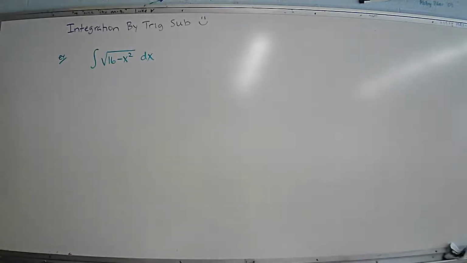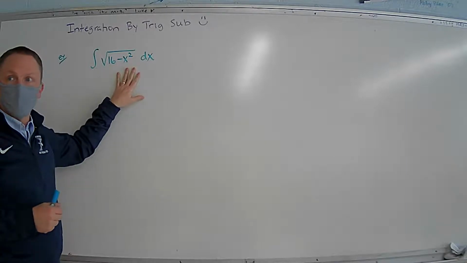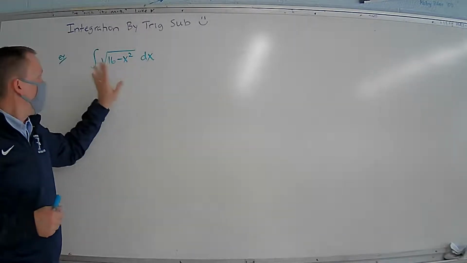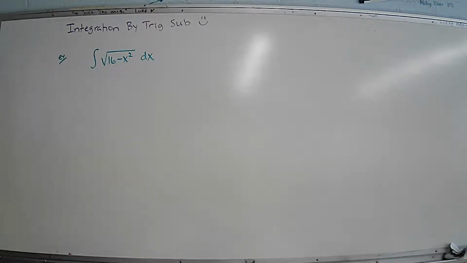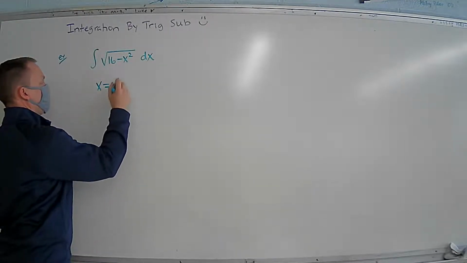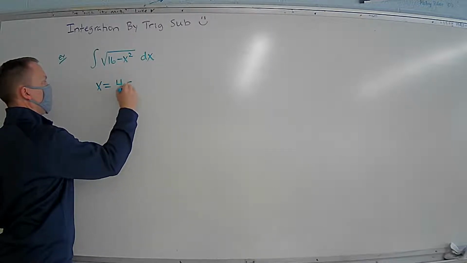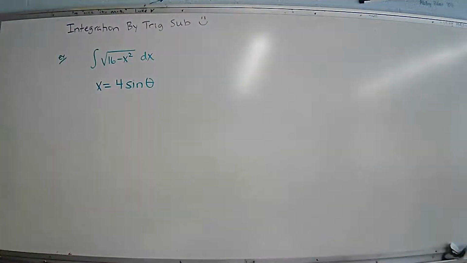But if you notice, inside that radical, you have something that looks like a perfect square minus x squared. Does everybody see that? You have a perfect square minus x squared. Okay? So I'm going to make this substitution, and you'll see why in a second. I'm going to say, let x equal 4 sine theta.